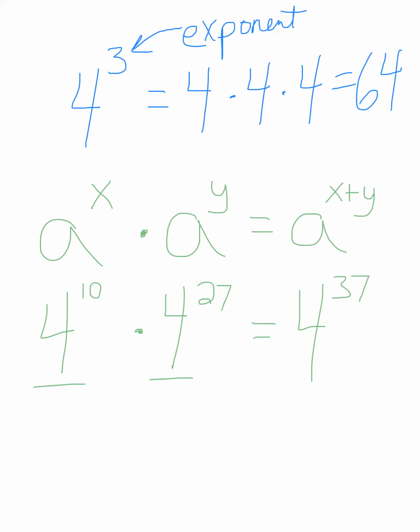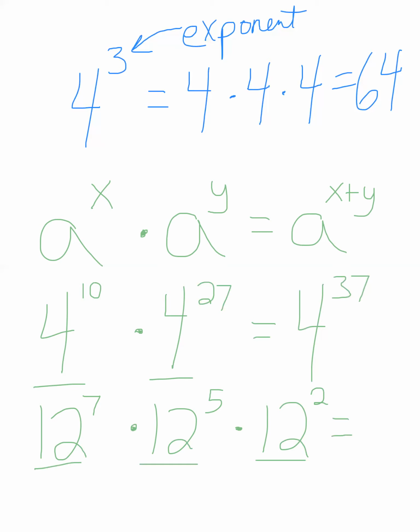What if you had something like 12 to the 7th times 12 to the 5th times 12 to the 2nd? This time there's 3 of them. It doesn't matter. You can have as many as you want, as long as they all have the same base, which they do in this case. It's just 12. And then all I have to do is add these exponents. So if I add 7 plus 5 plus 2 together, doesn't that just get me 14? Yeah, this is so cool.